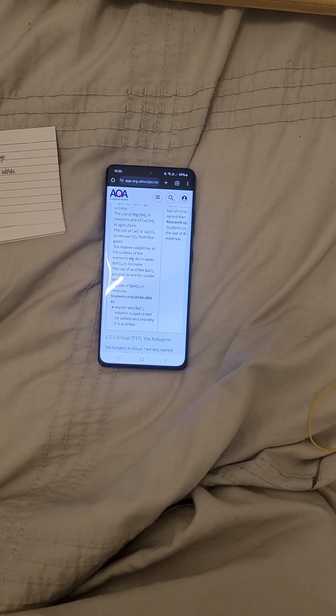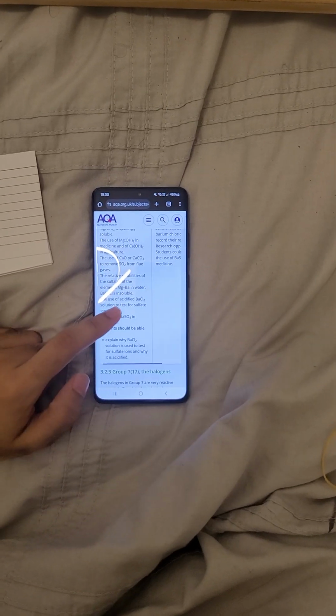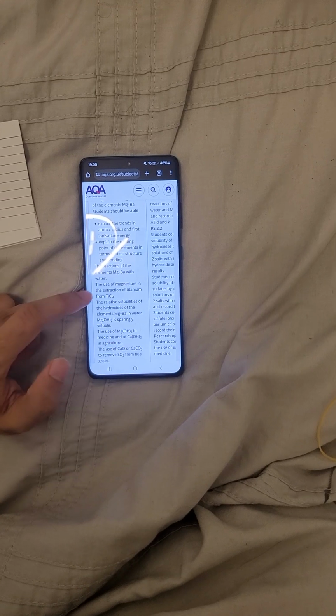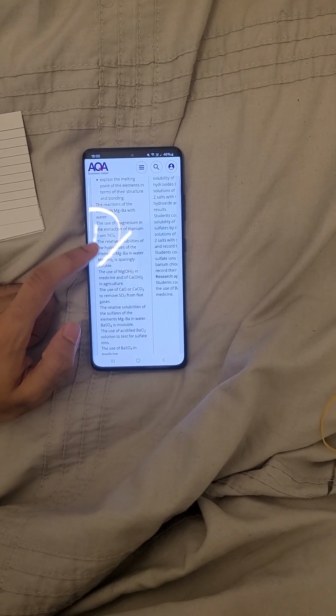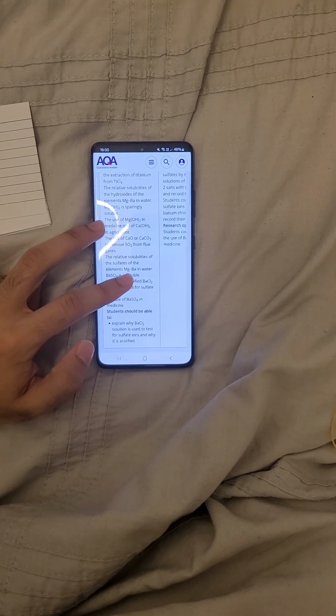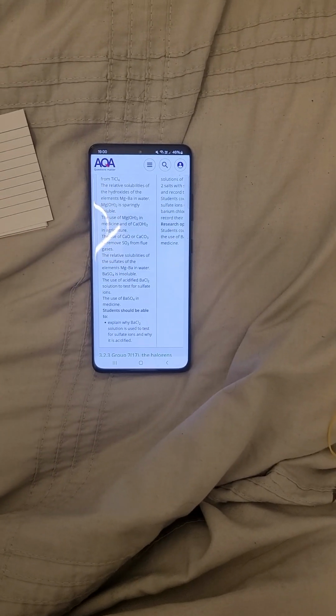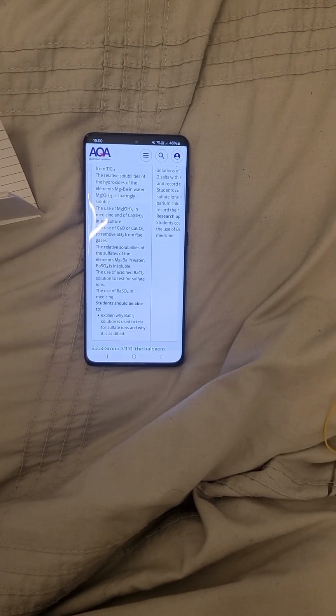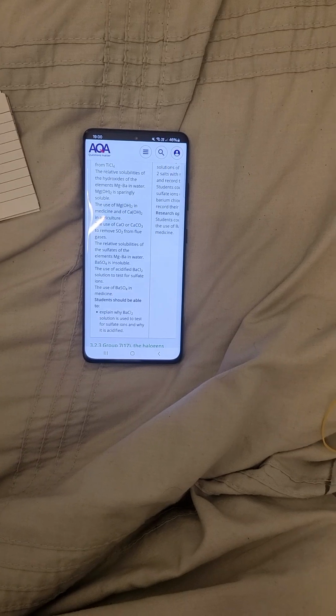Problem with X-rays. Okay, I don't know if this part's in the specification. This is not the halogens. So the use of magnesium hydroxide, the use of calcium oxide to remove sulfur dioxide from flue gases. Okay. Yep, that is with wet scrubbing and all of that.